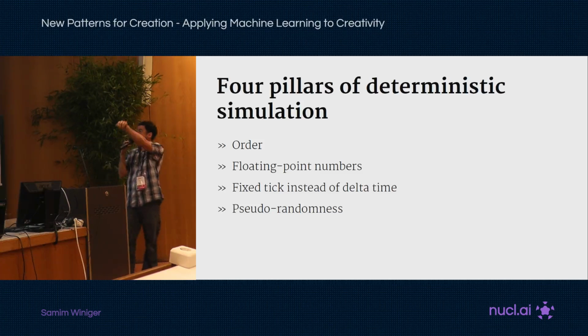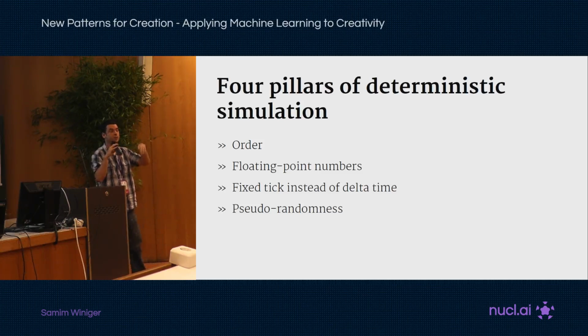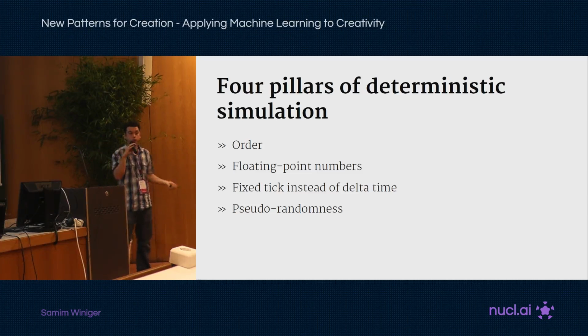Then fixed time instead of delta time. Inside of your simulation, there should be fixed time, because delta time means it depends on the hardware how fast things run, right? And pseudo-randomness. You need an algorithm which will spit out pseudo-random numbers. It should feel random for the player, but in reality you can replay it quite easily.